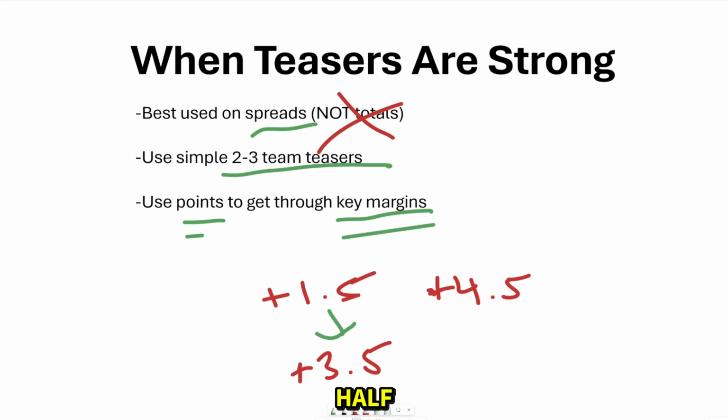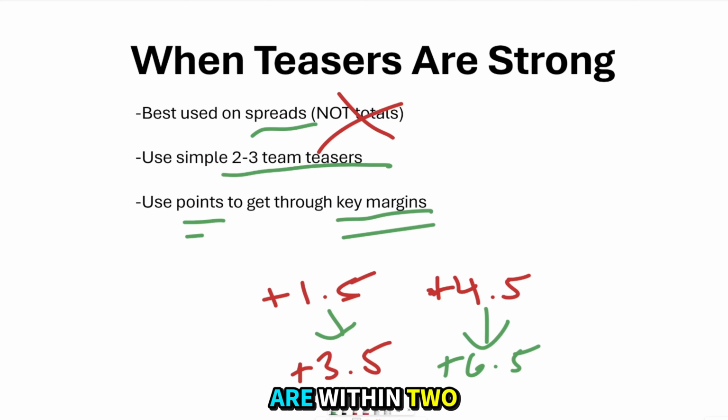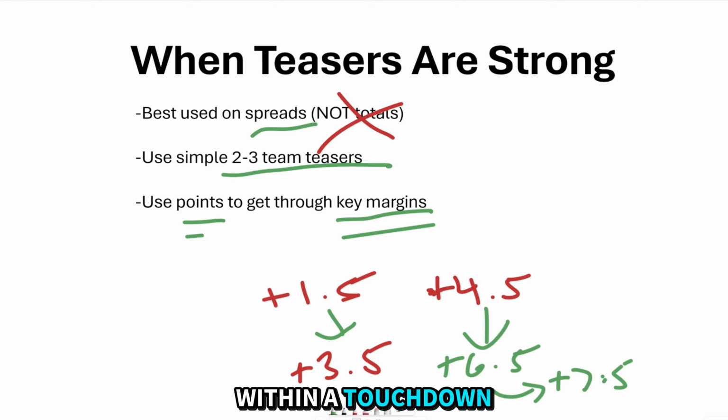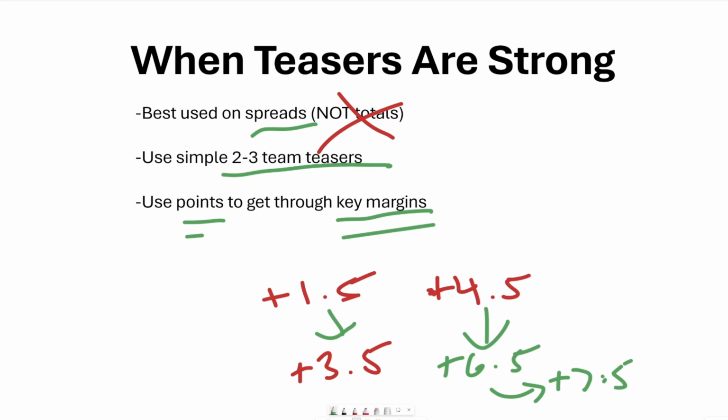Same with plus 4.5. Now we would have to tease this 3 points to get through our line. Now you could do 2 points, a 2-point teaser like this, and you still would have a better number at plus 6.5, because now you are within 2 field goals, but you could even tease it more to plus 7.5, and now you're within a touchdown. So that can be a very beneficial way as well to get past key numbers. Same with the NBA. Might be more beneficial, let's say, to be within 6 points rather than 5, because 6 points would be either 2 3-point baskets or 3 2-point baskets.